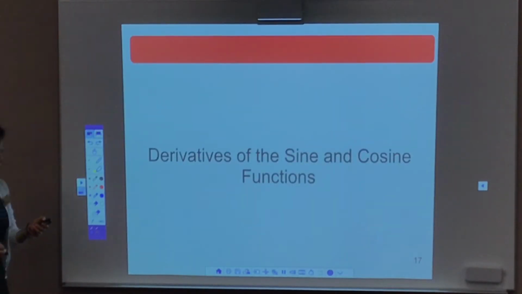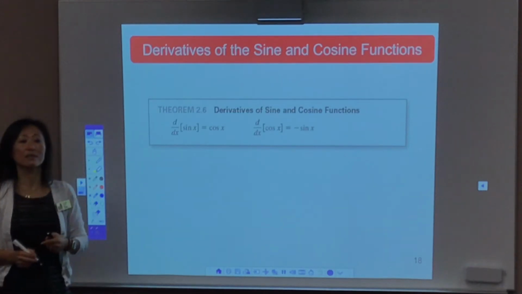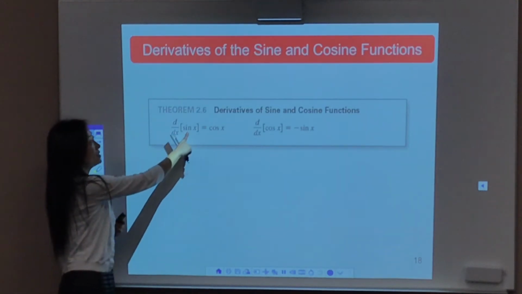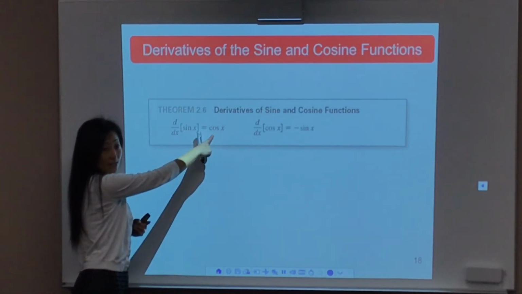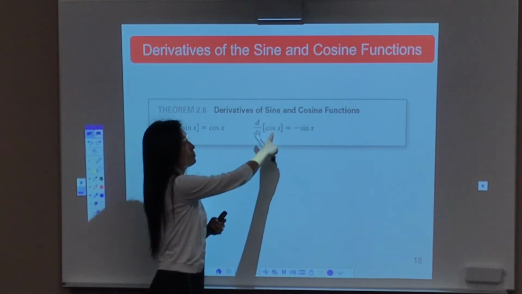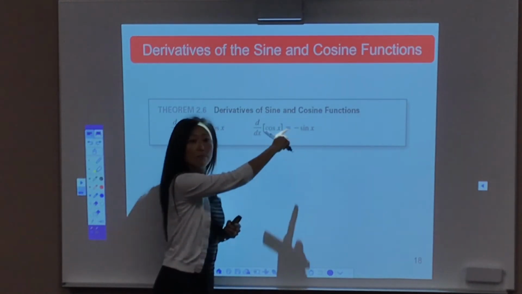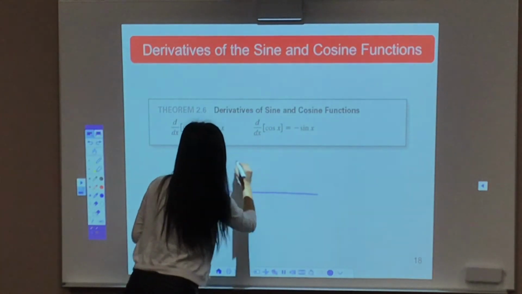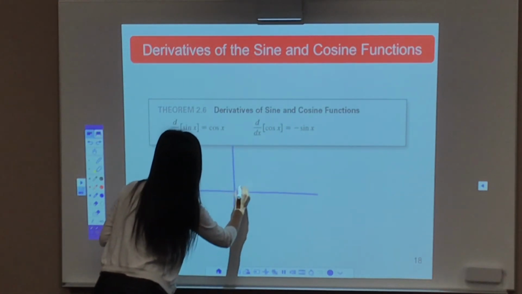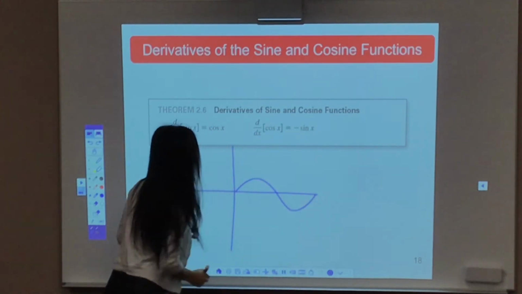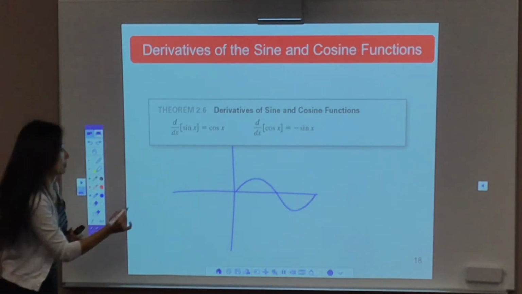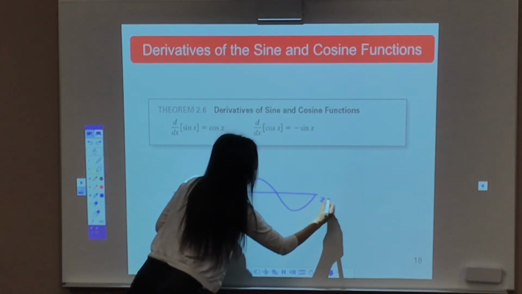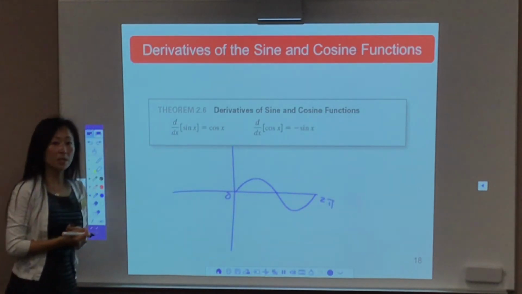Okay. Derivative of sine and cosine functions. That's it. Derivative of sine is what? Cosine. What's the derivative of cosine? Negative sine. Better memorize it. Are you with me, class? Okay, this is a sine function. Are you with me, class?